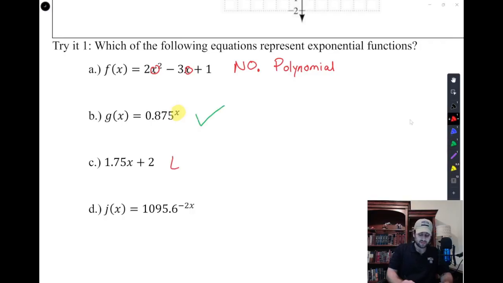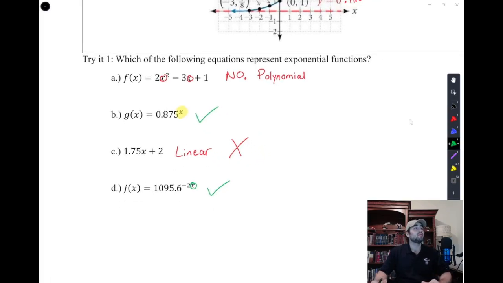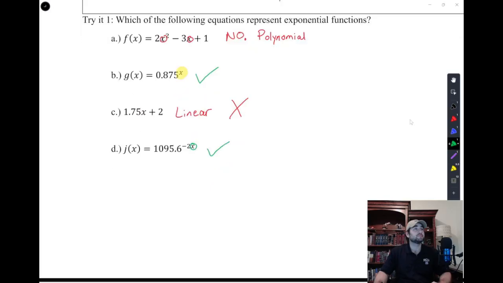The next one looks linear. That looks like y equals mx plus b, and so we'll say no. And the last one, we see an x in the exponent, so we'll say yes, this is an exponential function. Even though it has that negative, that's okay. Exponents can be negative. It's still an exponential function.